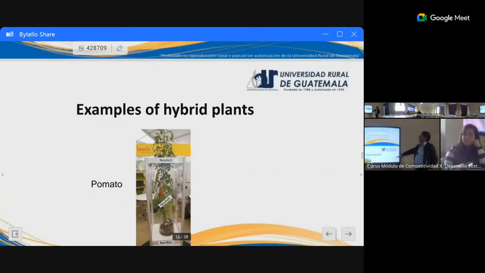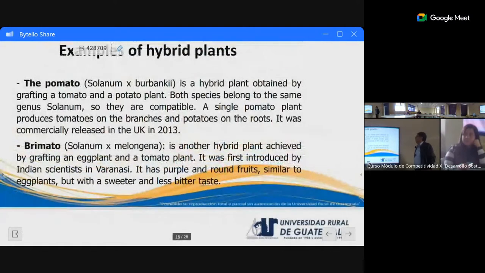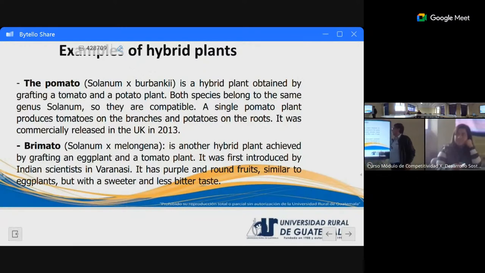And let's go back. The brimato is another hybrid plant achieved by grafting an eggplant and tomato plant. It was first introduced by Indian scientists in Varanasi. It has purple and round fruits similar to eggplants, but with a sweeter and less bitter taste. Unfortunately, I was unable to get an image for an example, due to author rights on the internet. But let's continue.